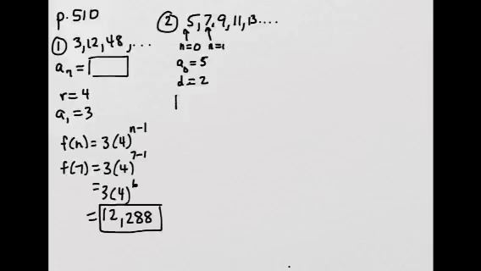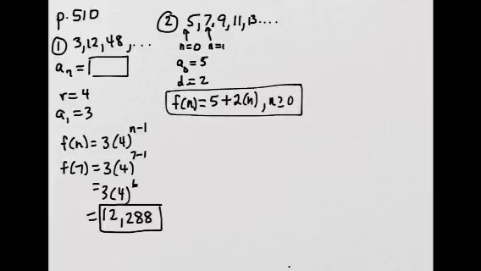Alright, so the explicit rule for an arithmetic sequence is the first number plus the difference. The common difference is 2. Now because n is starting with 0, it's not n minus 1, it's just n. And then we just say n greater than or equal to 0. And so this would be the formula.